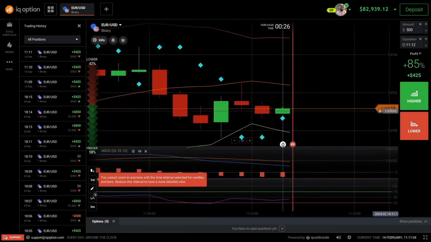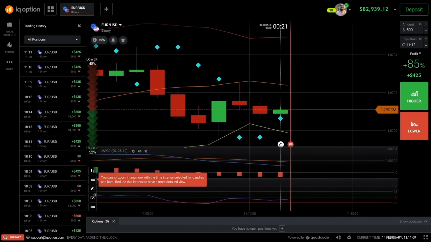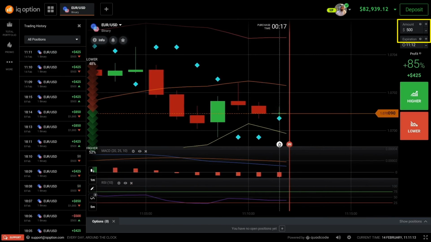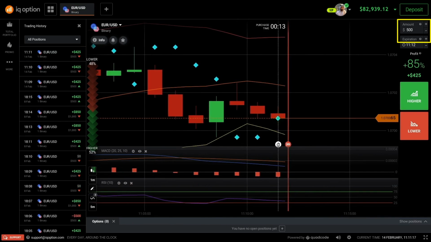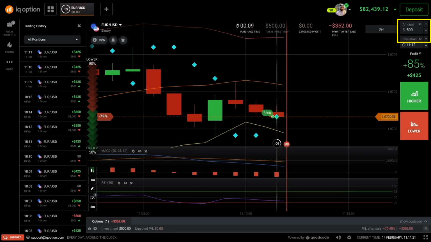So in the next one, it's clear. The next one is going up. So as usual with $500, let's just wait for the candle to form itself. So it's going up. Let's go up.